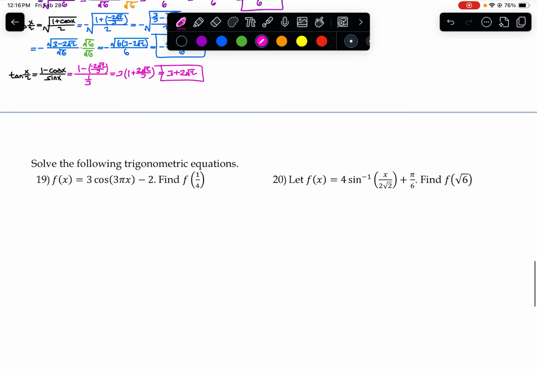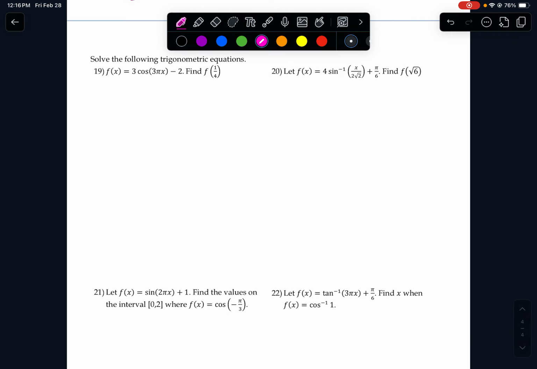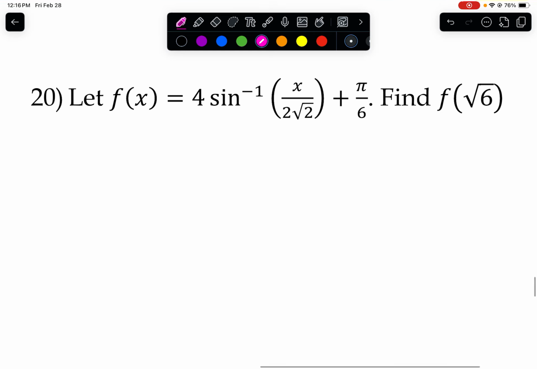All right, now we're going to do these problems over here. Now, this page is really kind of a recap. I know we've kind of already done some of these problems, but we're gonna just start with 20. So with number 20 here, we have f of x equals 4 inverse sine of x over 2 root 2 plus pi over 6, and we want to find the output value when the input is the square root of 6.